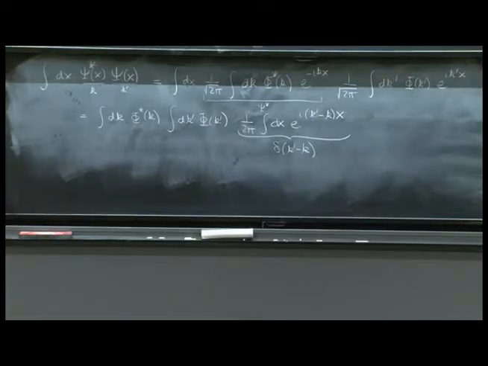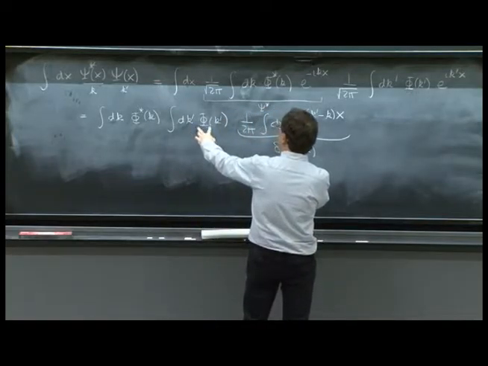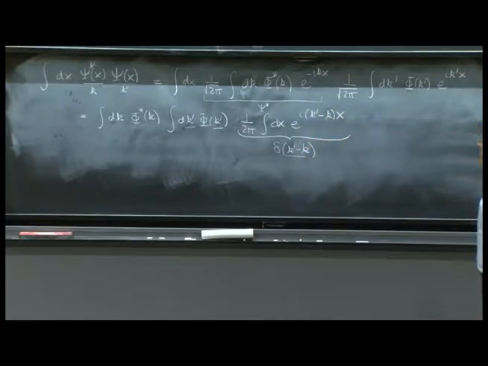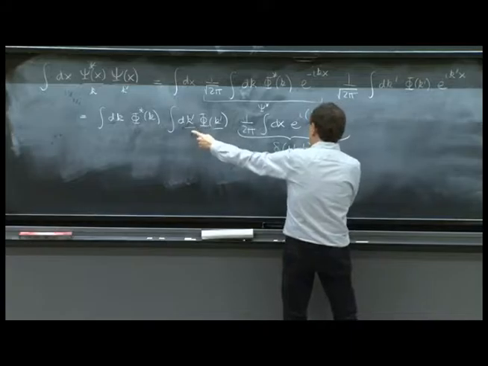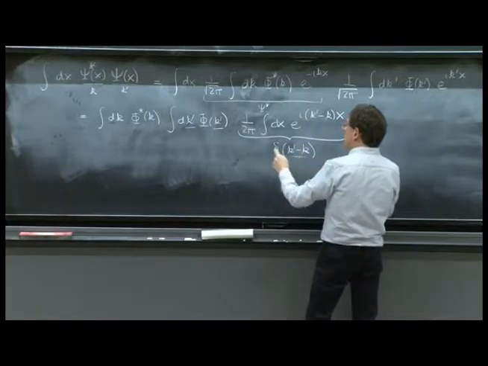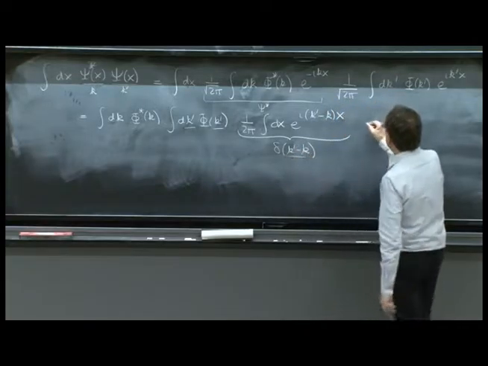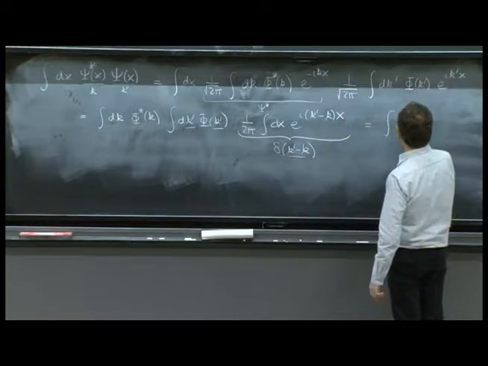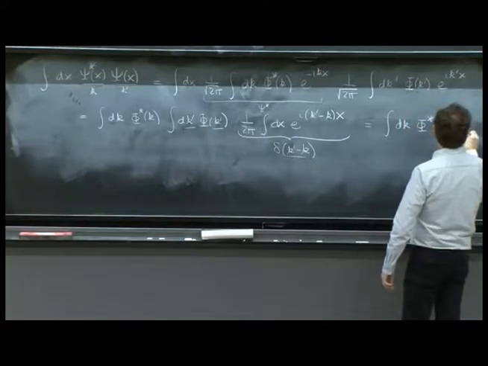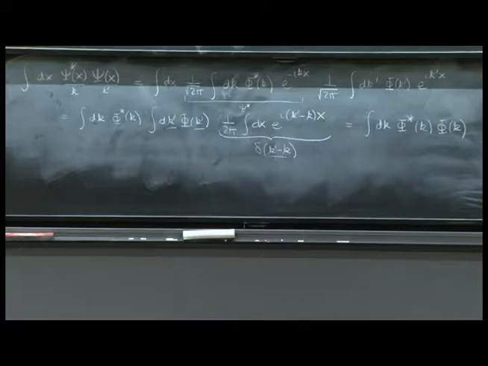And finally, I can do the last integral. I can do the integral, say, over k prime. And that will just give me, because a delta function, that's what it does. It evaluates the integrand at the value. So you integrate over k prime, evaluates phi at k. So this is equal to integral dk phi star of k, phi of k. And that's pretty neat. Look what we found.